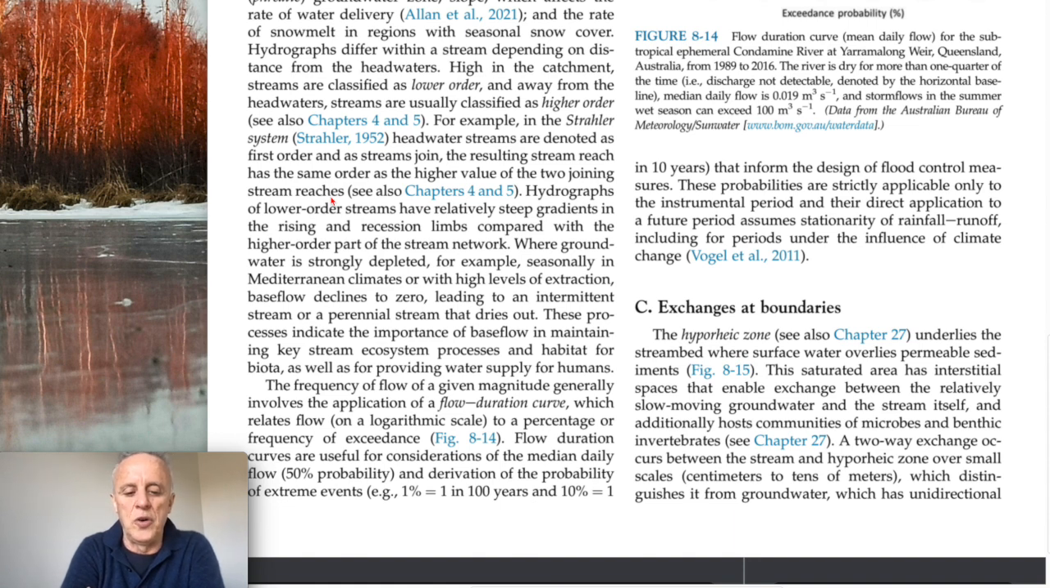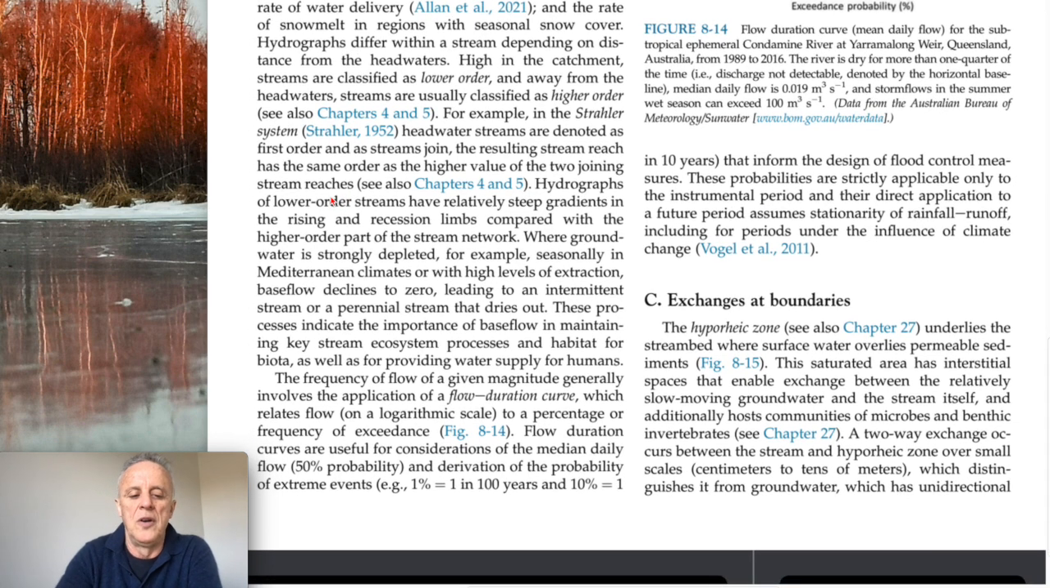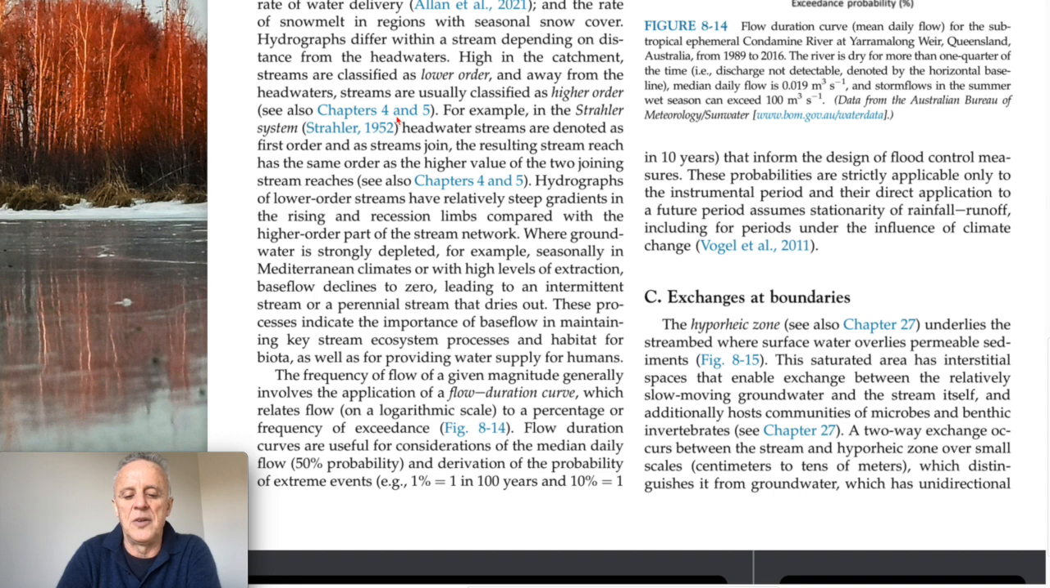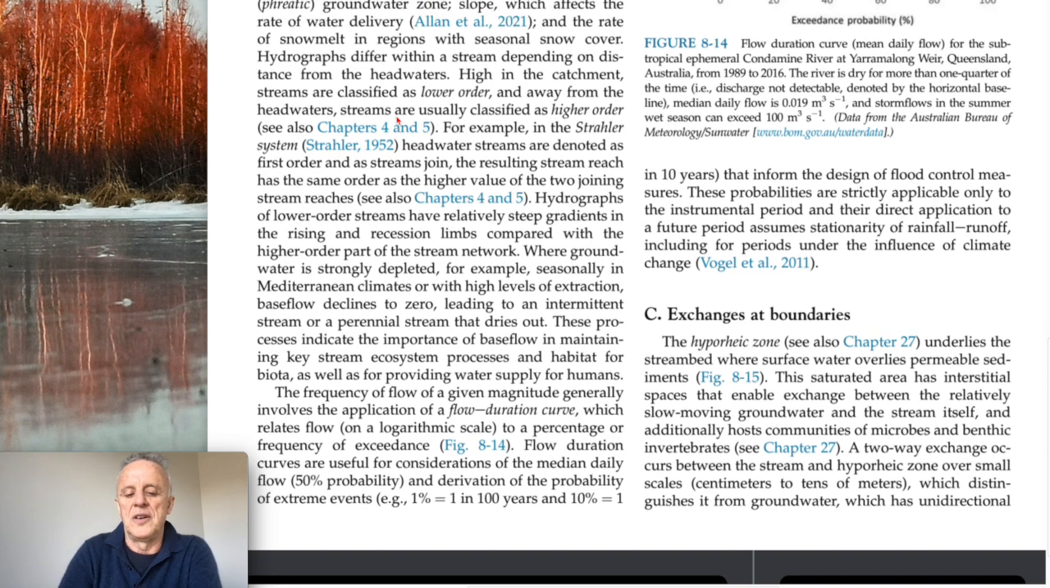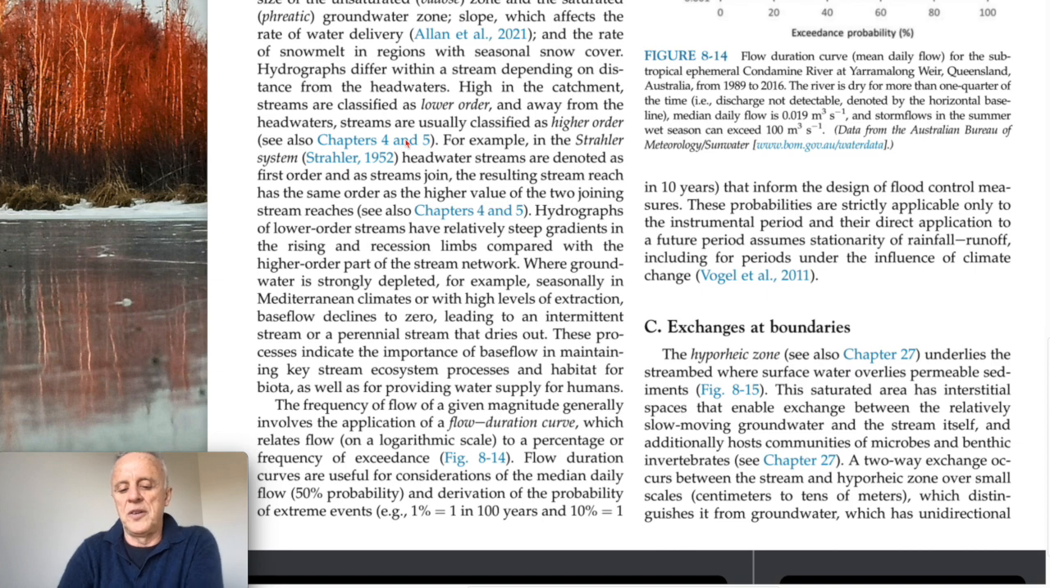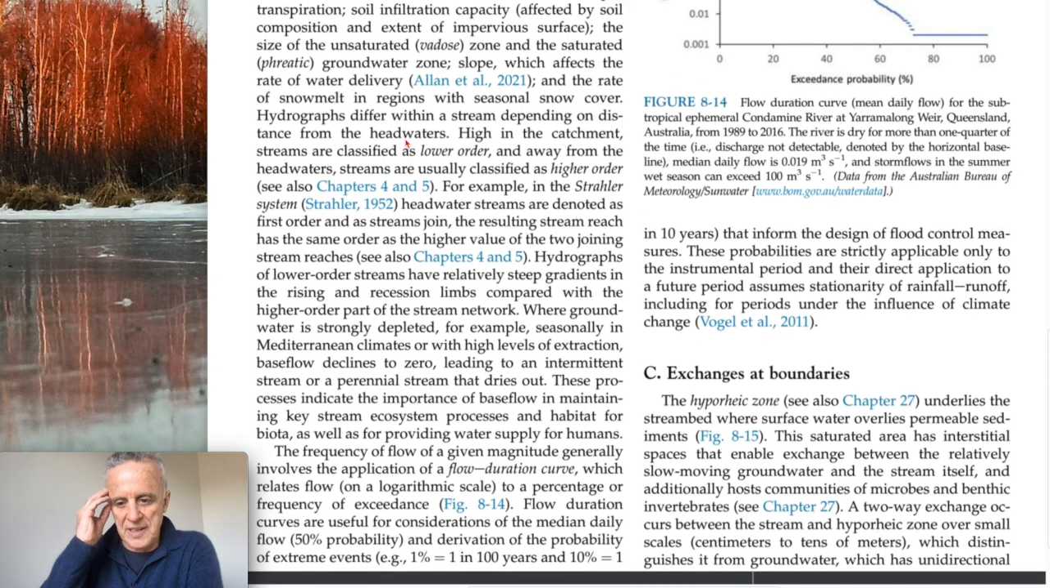The frequency of flow of a given magnitude generally involves the application of a flow duration curve, which relates flow on a logarithmic scale to a percentage or frequency of exceedance. Flow duration curves are useful for consideration of the median daily flow, 50% probability, and derivation of the probability of extreme events, for example 1% in 1 in 100 years and 10% in 1 in 10 years, that inform the design of flood control measures. These probabilities are strictly applicable only to the instrumental period, and their direct application to a future period assumes stationary rainfall runoff, including for periods under the influence of climate change.